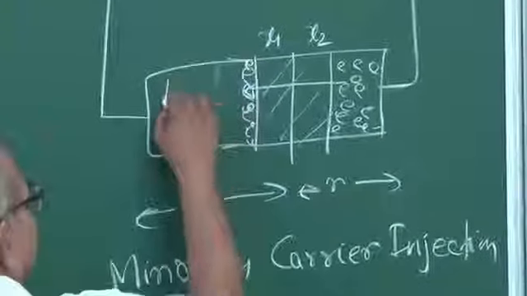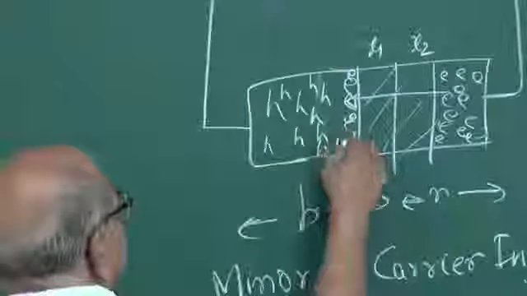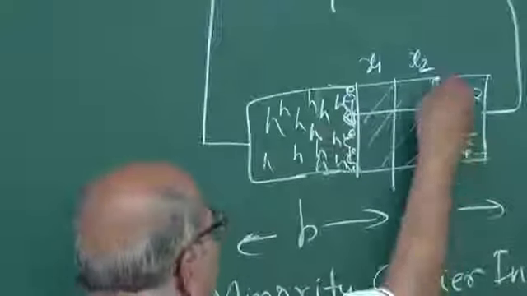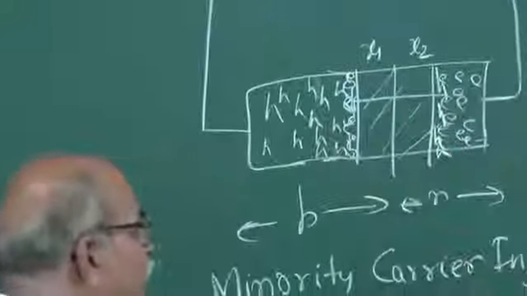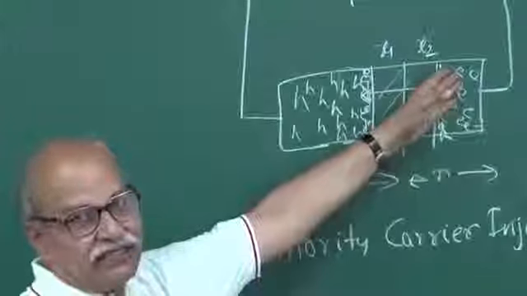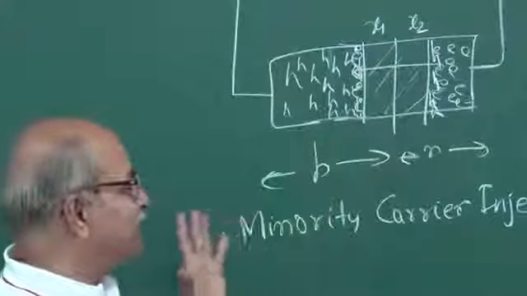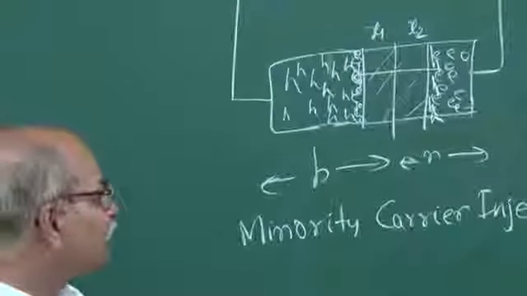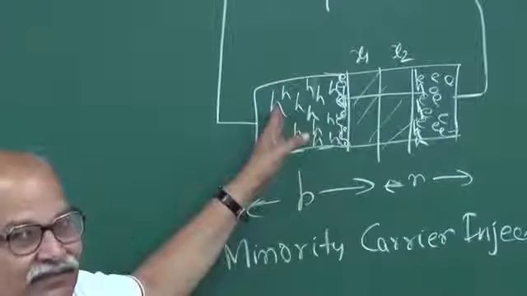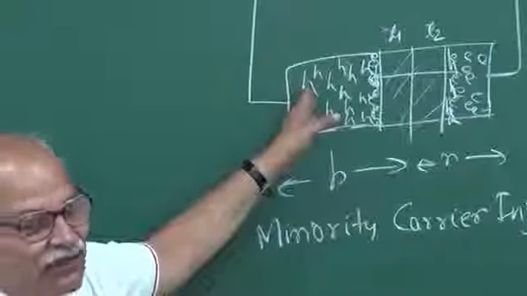And similarly, you have a large number of holes here, majority carriers, and because of this lowering of the barrier, these holes diffuse and appear on this side, and on this side they become minority carriers because this is n side, and holes will be labeled as minority carriers. So this is minority carrier injection. And then for these minority carriers you have a concentration gradient. Now I am talking of the mechanism of current once you have a forward bias.